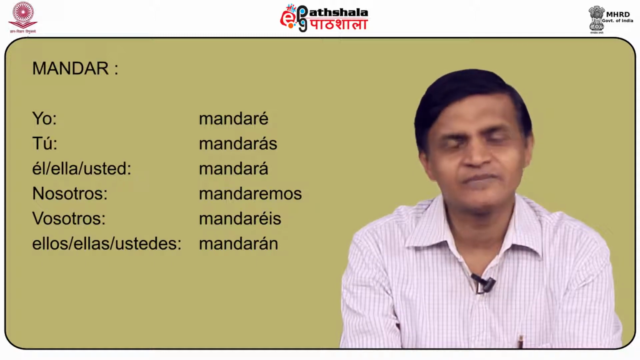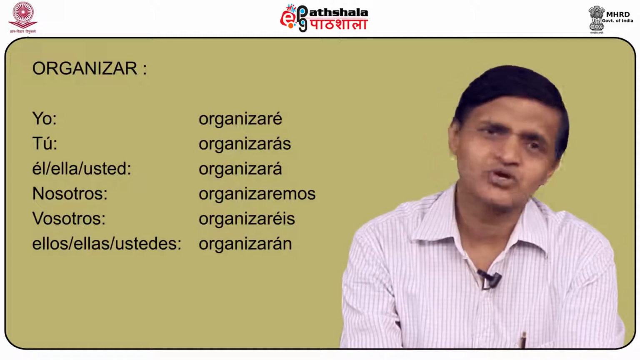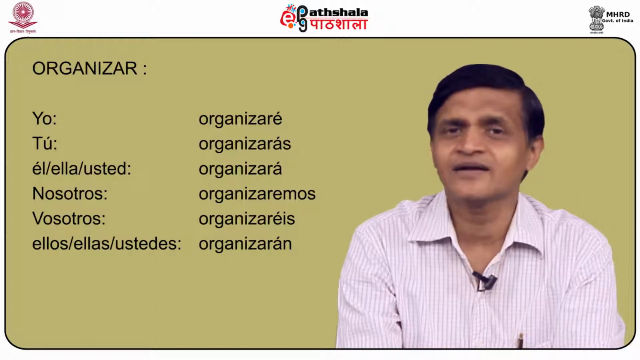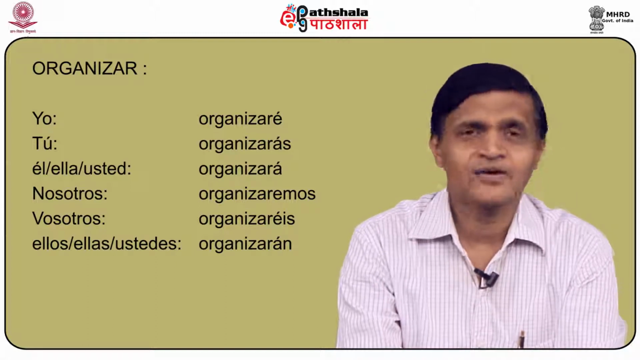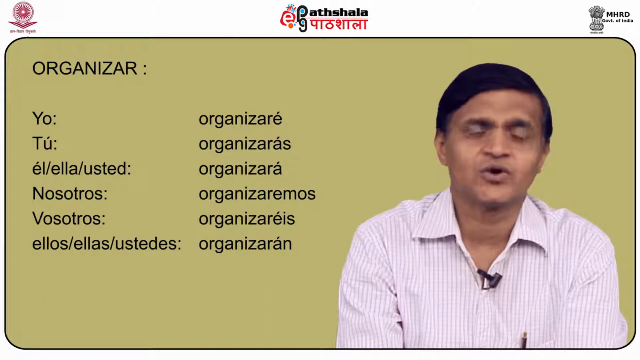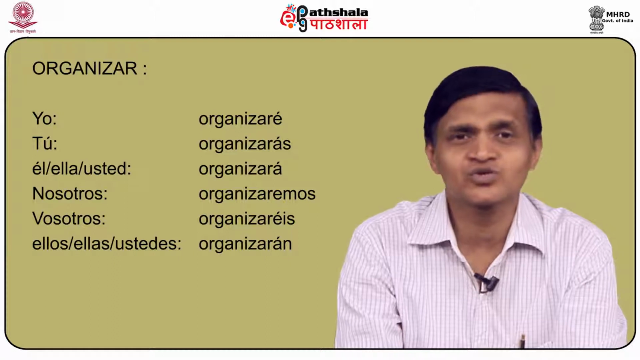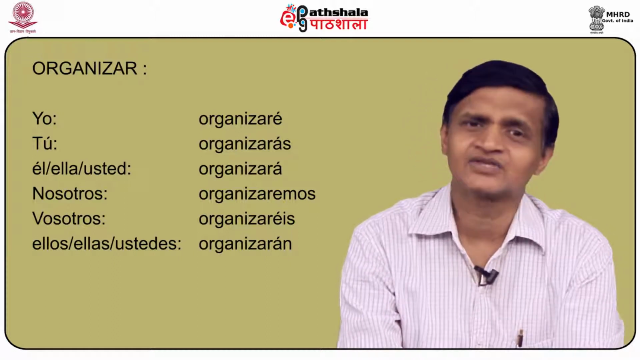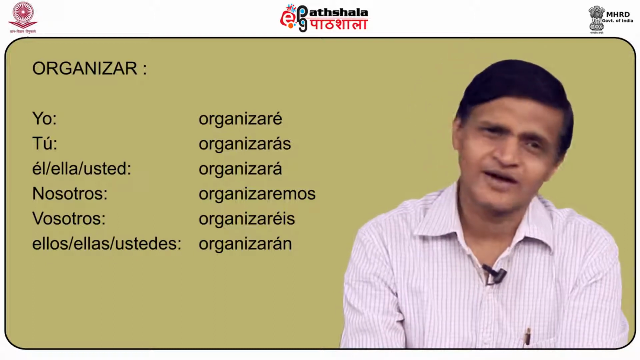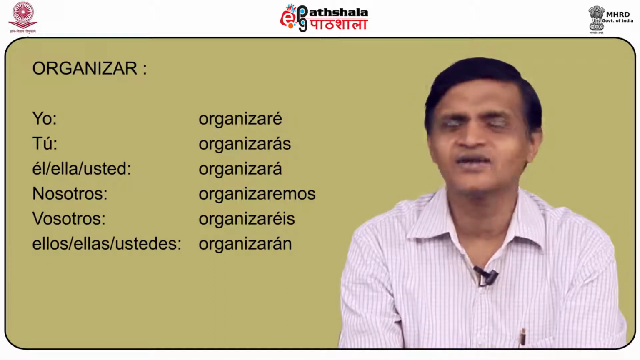How do we conjugate a verb like organizar in the future? Well, organizar is an AR ending verb, so we conjugate it like any other AR ending verb, like hablar, which we have already seen. So, organizar is yo organizaré, tú organizarás, él, ella, usted organizará, nosotros organizaremos without accent, vosotros organizaréis, and ellos, ellas, ustedes organizarán. I repeat, organizaré, organizarás, organizará, organizaremos, organizaréis, and organizarán.